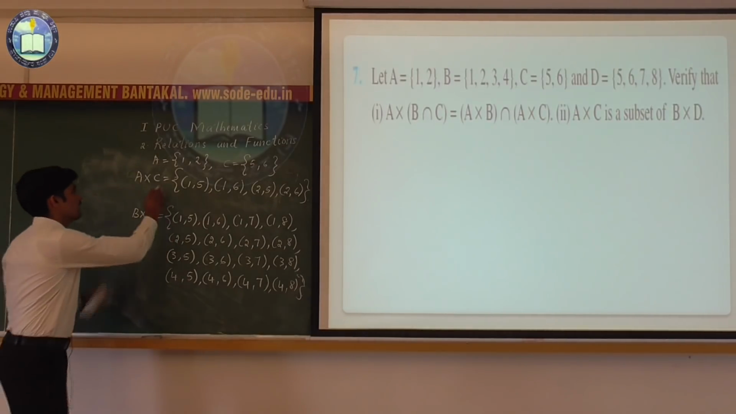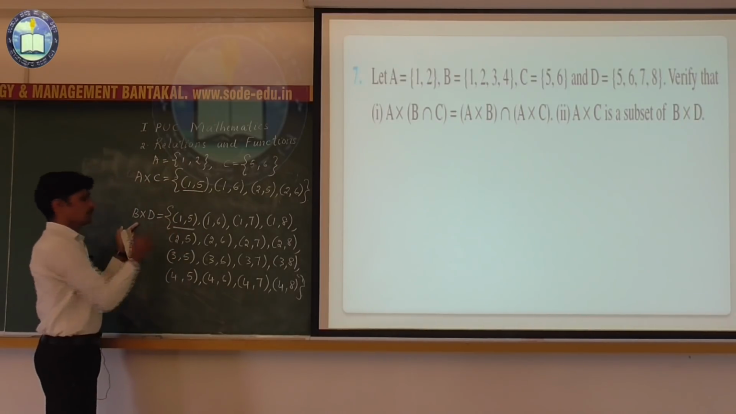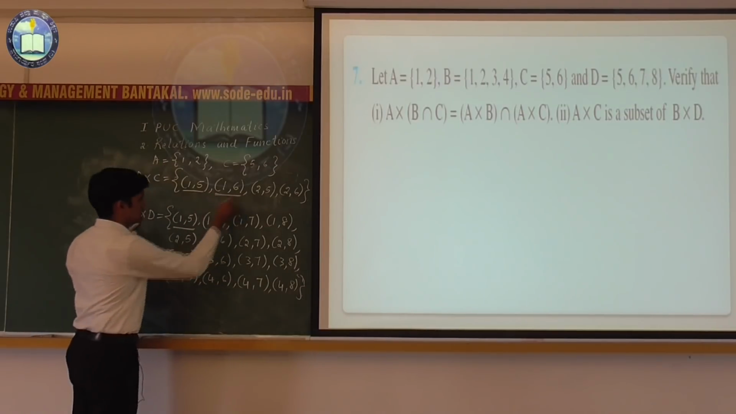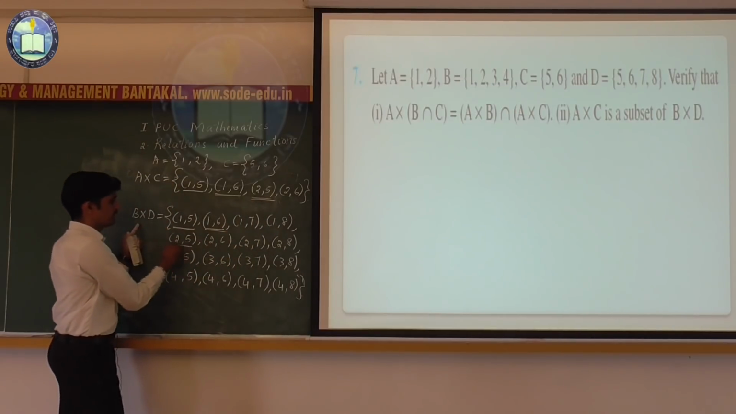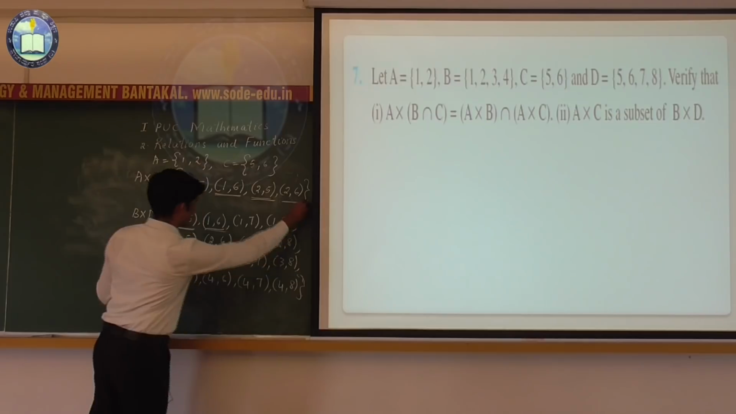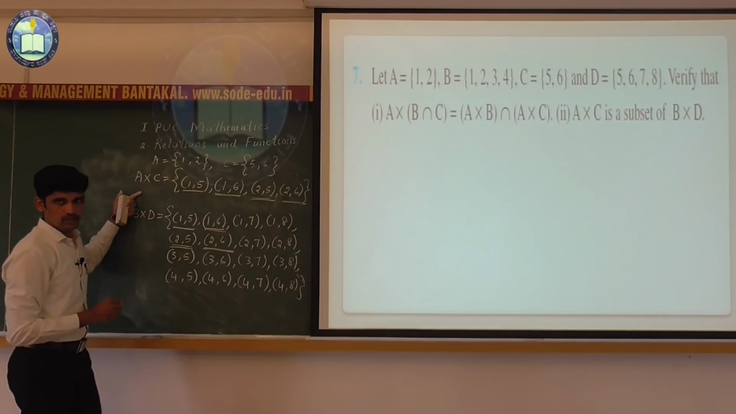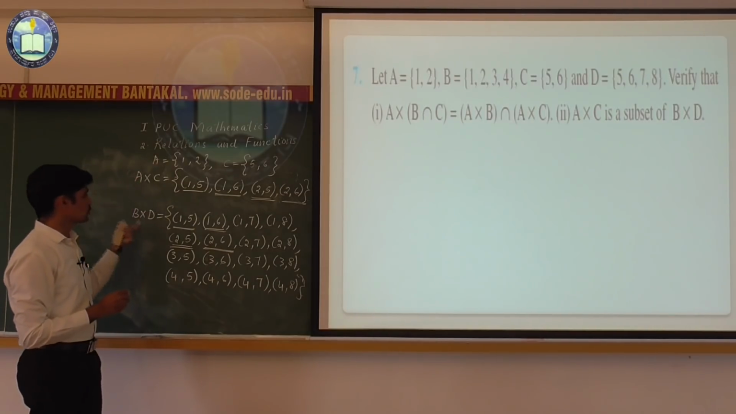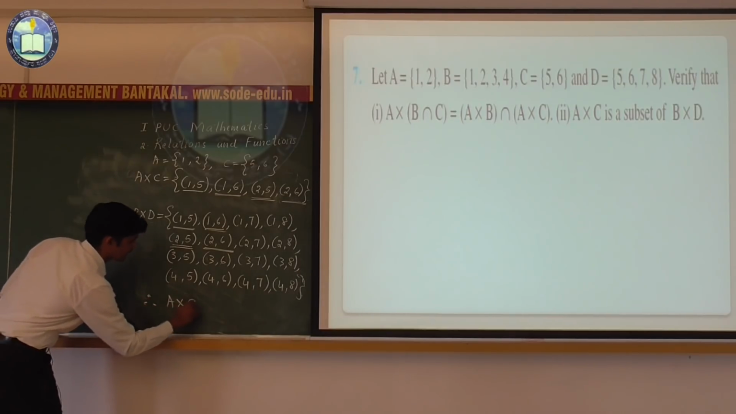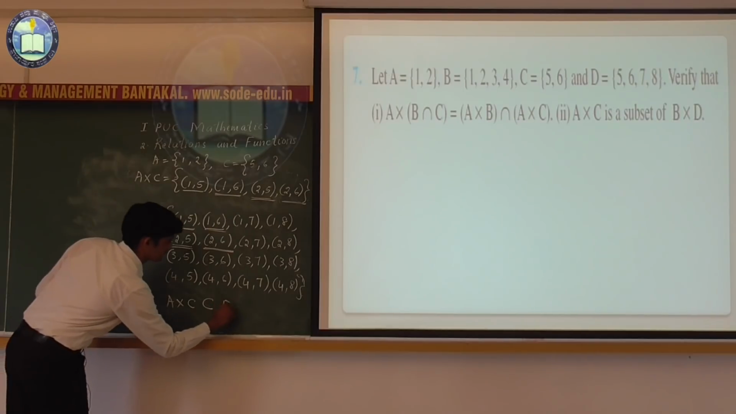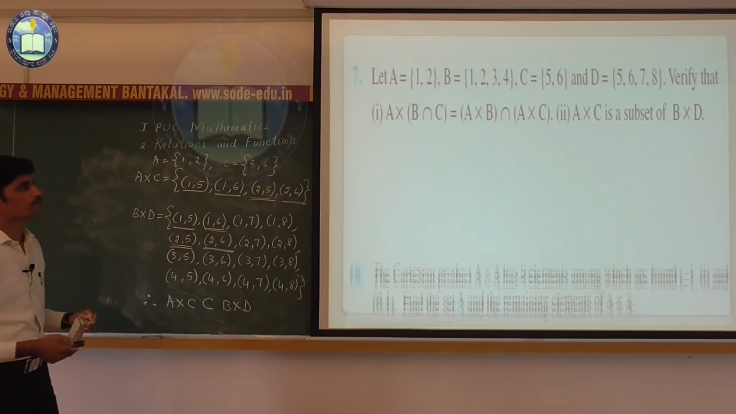Then we can observe all the elements in A cross C. Say (1, 5) is an element in B cross D. Then (1, 6) is also an element in B cross D. (2, 5) is also an element in B cross D, and (2, 6) is also an element in B cross D. Therefore, we can conclude that all the elements of A cross C are also the elements of B cross D. Therefore, set A cross C is a subset of set B cross set D. That is what we can observe here.